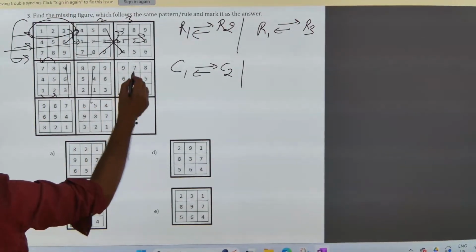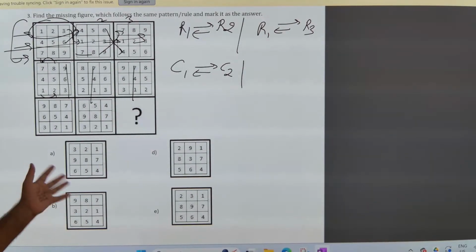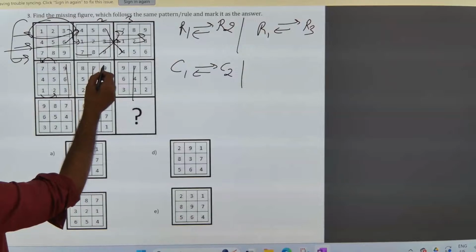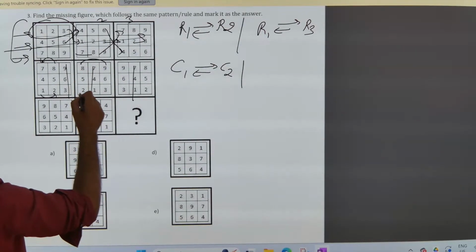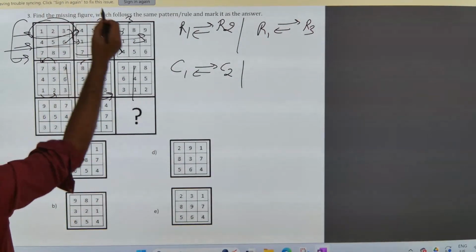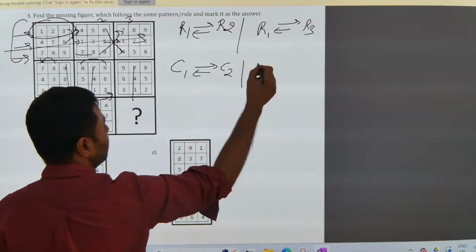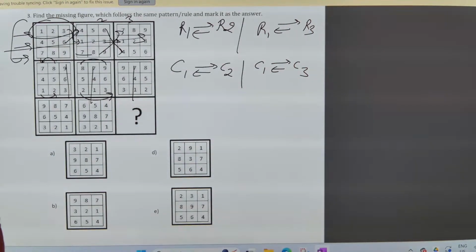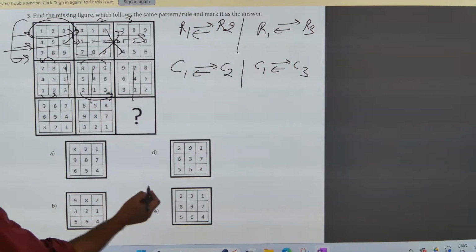Here, 741 and 741, they are there. They do not change their position. So, column 2 does not change their position. Column 3 comes here, 963, and column 1 comes there, 852. That means C1 and C3, they interchange their position. So now we have the pattern more or less.